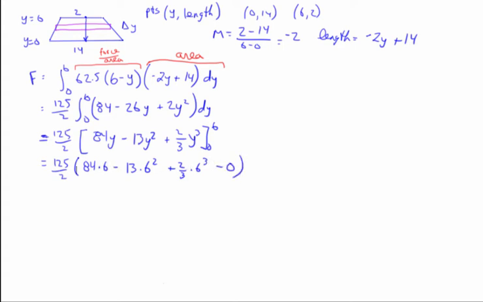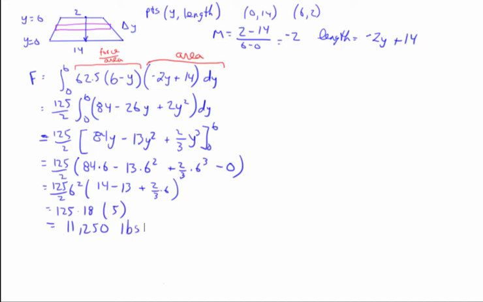Now, notice the 6's here. 84 is just 6 times the 14. That's how we got it in the first place. So I'm going to go ahead and factor out a 6 squared. So then I have 14 minus 13 plus 2/3 of 6. So we get 125 times 18 times 1 plus 4, which is 5. And then go ahead and multiply all that out. We get 11,250 pounds. And that's it.